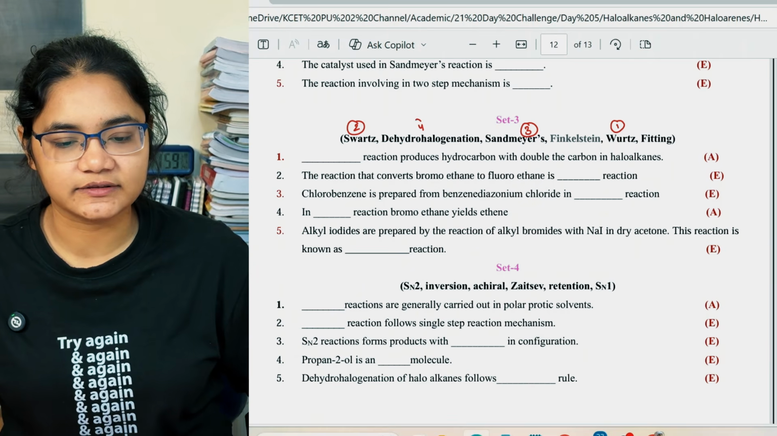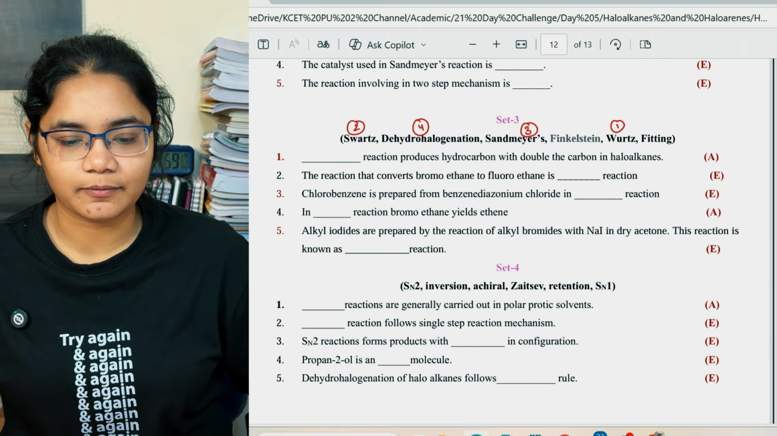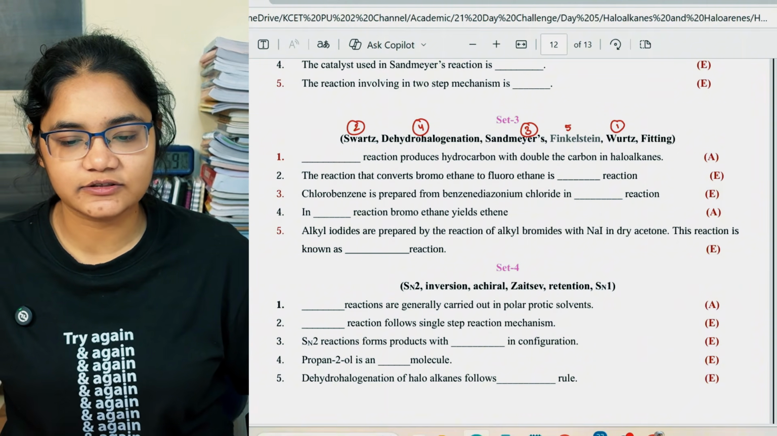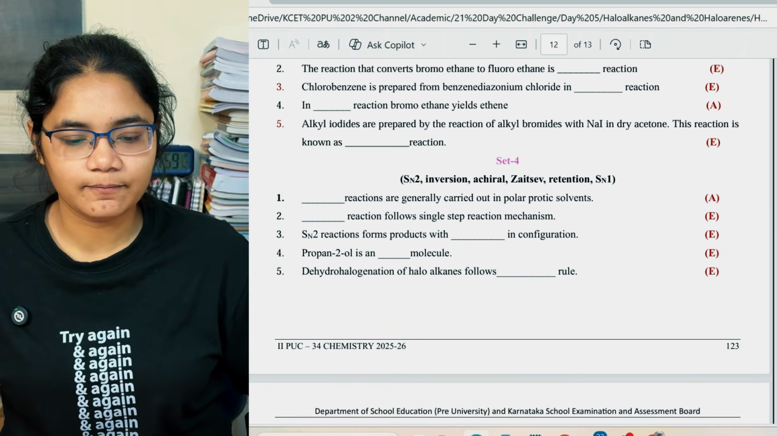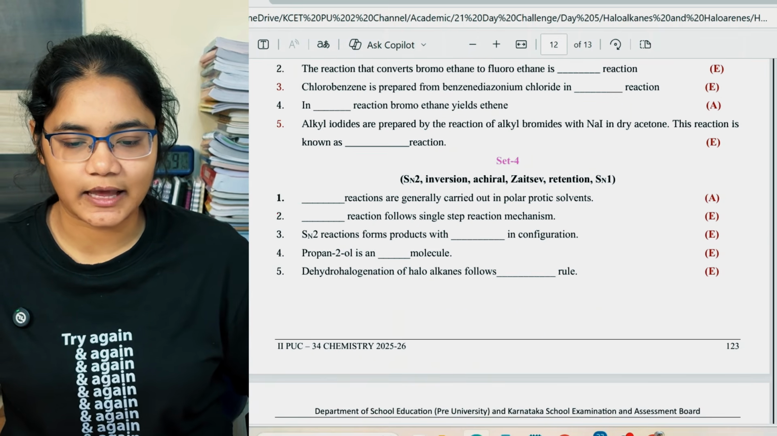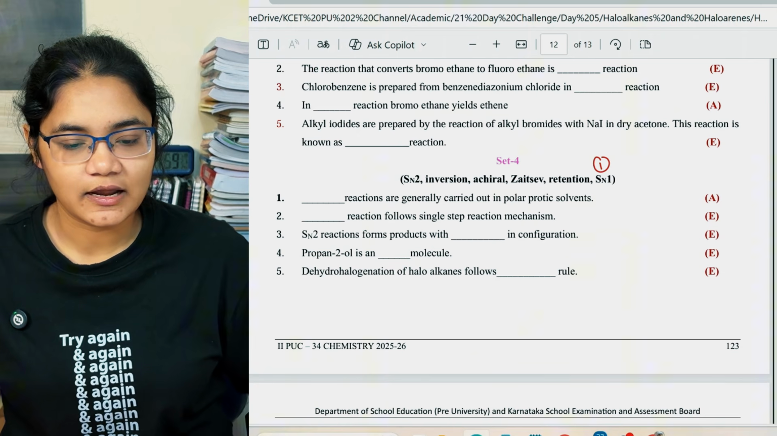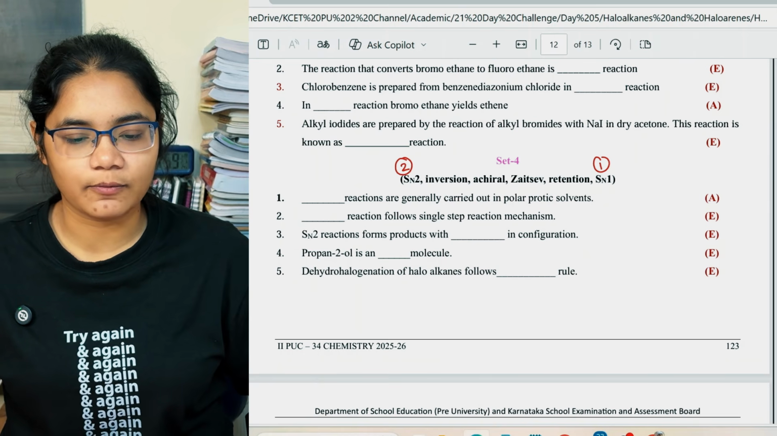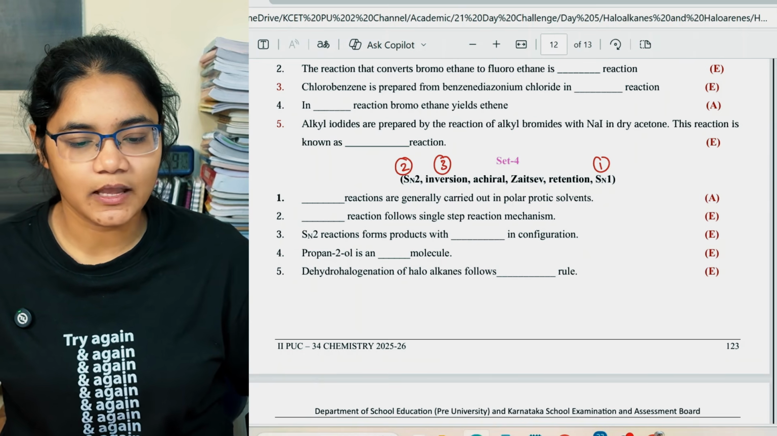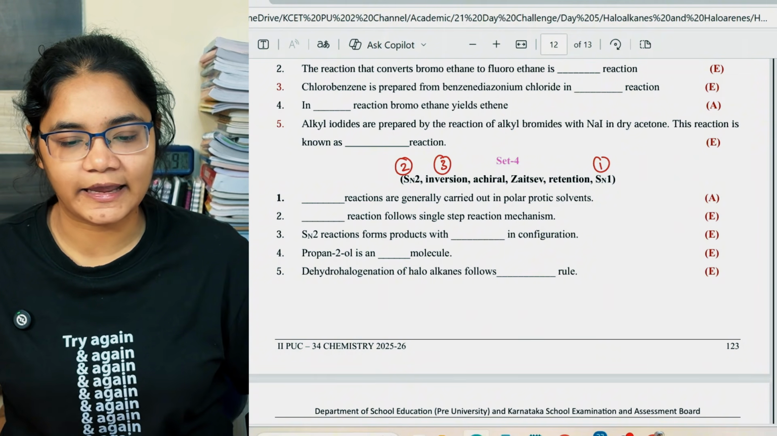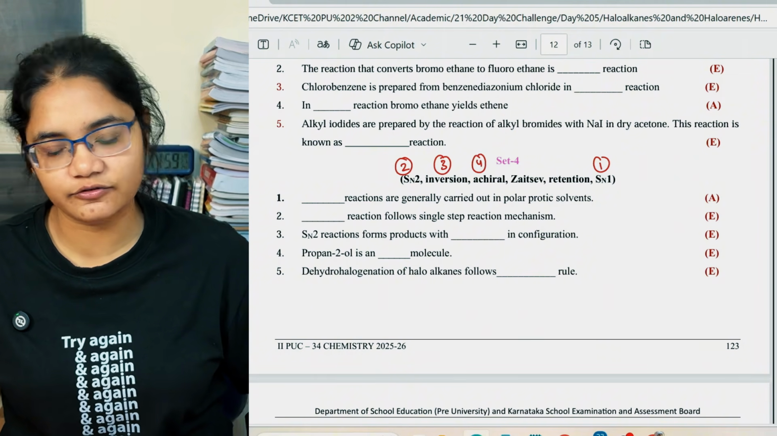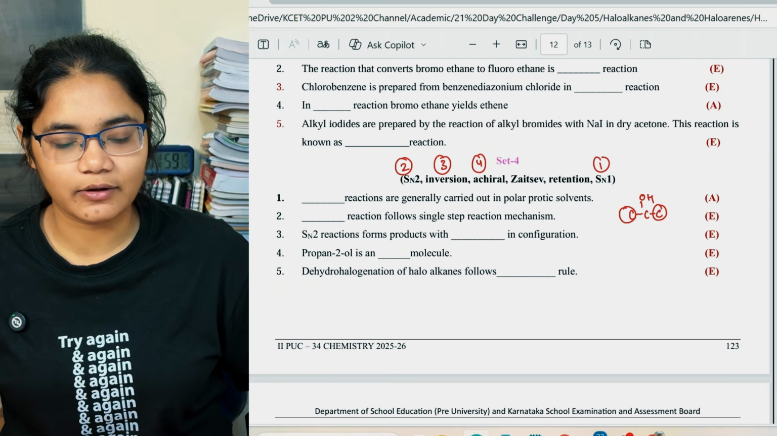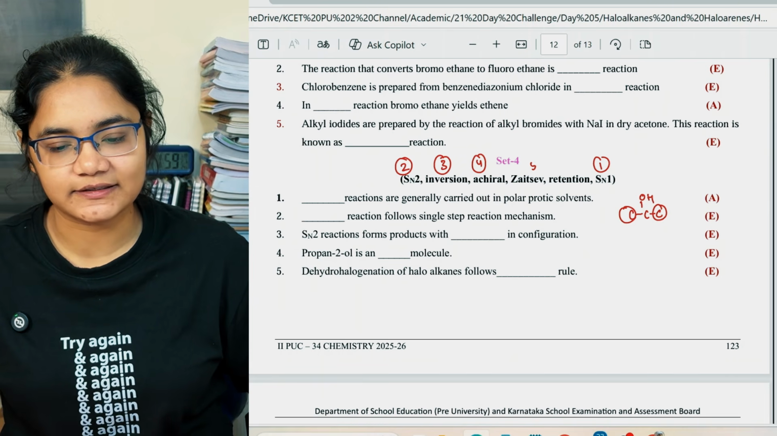Alkyl iodides are prepared by the reaction of alkyl bromides with NaI in dry acetone. The reaction is known as your Finkelstein reaction. Next, last set, the reactions generally carried out in polar protic solvents, SN1. The reaction that allows single-step mechanism, that is SN2. SN2 reactions form products with inversion of configuration. Propan-2-ol is an achiral molecule. Okay, if you see the structure of propan-2-ol, you can see that on both the sides we have methyl groups. Dehydrohalogenation of haloalkanes follows Zaitsev rule.